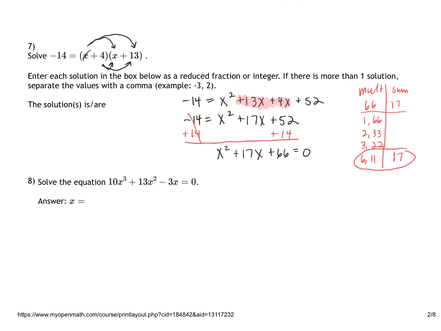So we would factor this into x plus 6, x plus 11, set each one equal to 0 and solve, so we get -6 and -11. So those are the two solutions, -6 and -11.